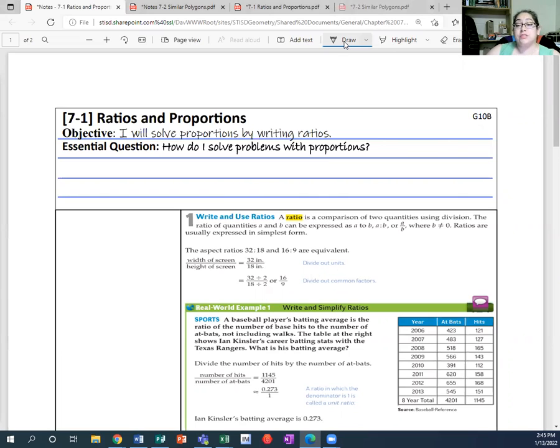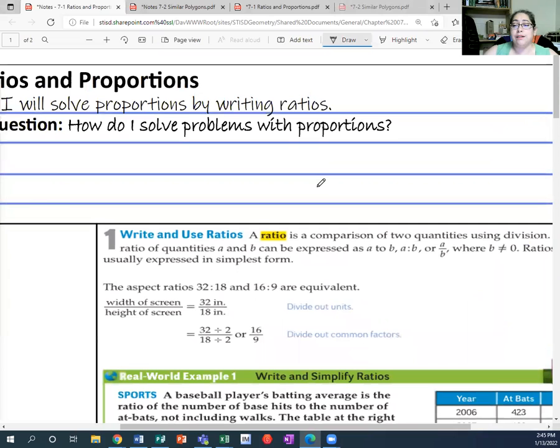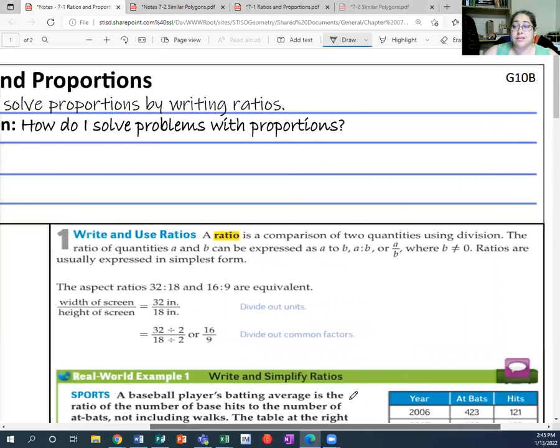We're doing two sections today, 7.1 and 7.2. Let's kick it off with 7.1. We're talking ratios and proportions. You've seen ratios before. These are just fractions.